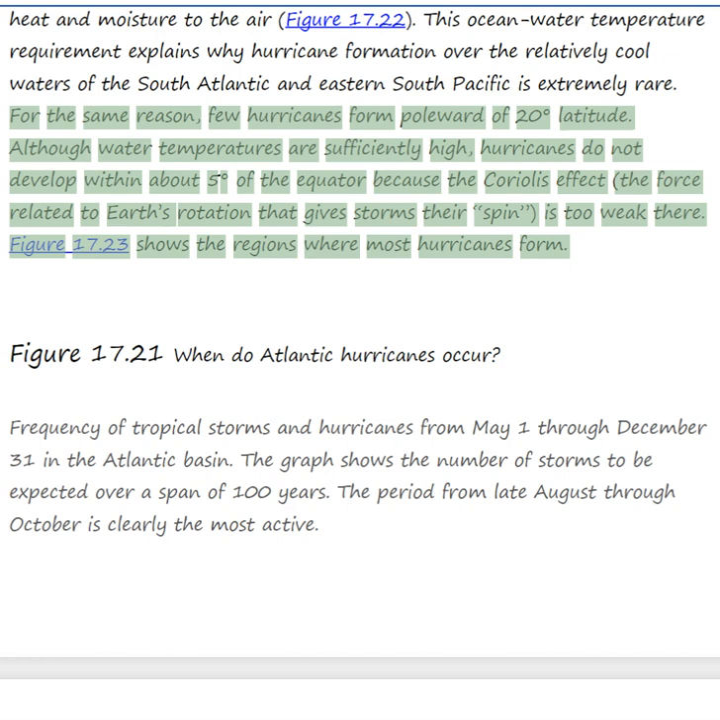Although water temperatures are sufficiently high, hurricanes do not develop within about 5 degrees of the equator because the Coriolis effect is too weak there. Figure 17.23 shows the regions where most hurricanes form.